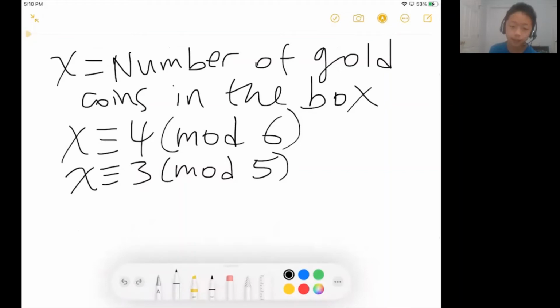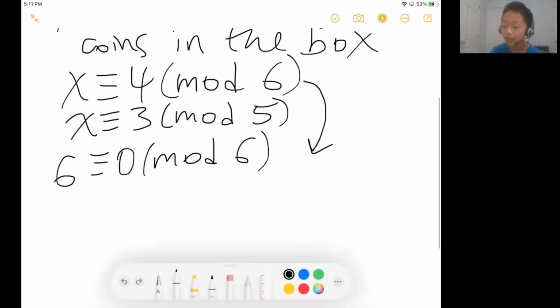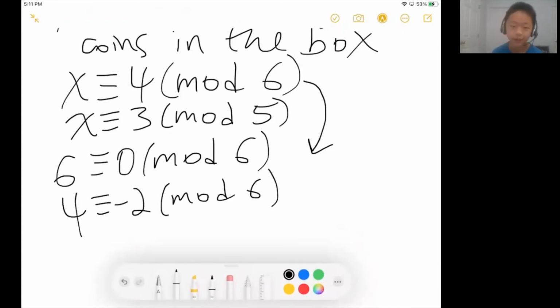Now we can use the modular arithmetic tricks that we talked about last semester. Remember, with mods, we can convert to negative numbers. For x congruent to 4 mod 6, I can say 6 is congruent to 0 mod 6, which is clearly true, since 6 and 0 are both divisible by 6. Then if I subtract 2 on both sides, I get 4 is congruent to negative 2 mod 6.